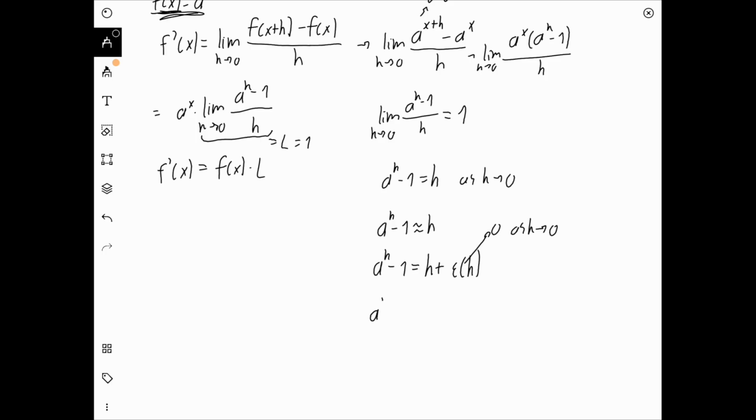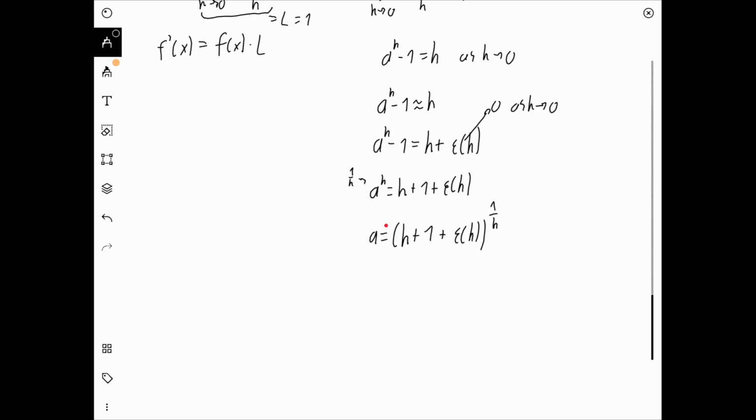So now we can say that a to the power of h equals h plus 1 plus epsilon of h, which is our error term. And now if you put everything to the power of 1 over h, we can see that a equals (h plus 1 plus epsilon of h) to the power of 1 over h. And now how do we actually get rid of this epsilon of h term?